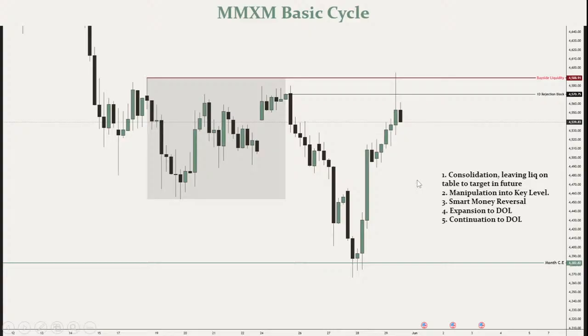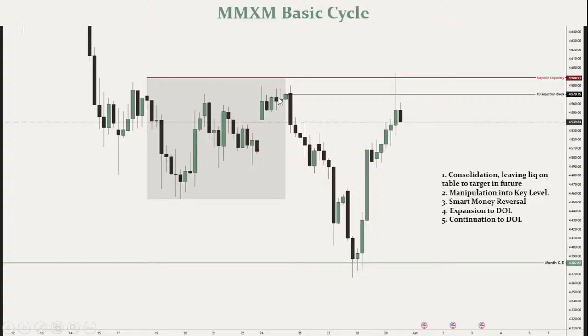So in the basic cycle, what you have to understand is price will create the consolidation, then it will manipulate into the higher time frame key level. From that higher time frame key level, we will get our reversal here, and then expansion towards the drawn liquidity, and then continuations along the drawn liquidity. This is the basic cycle of the market maker buy model or sell model.